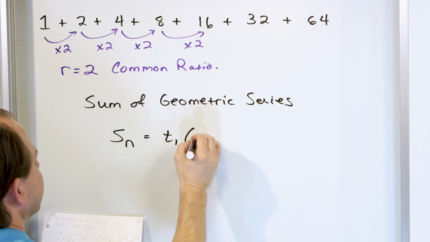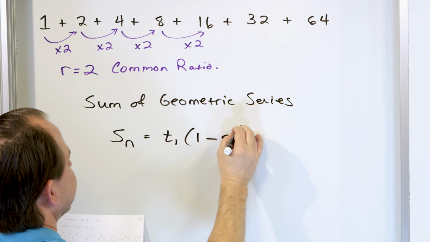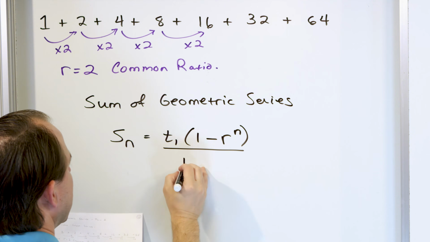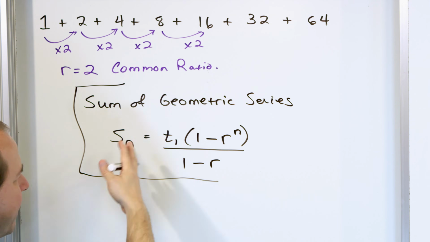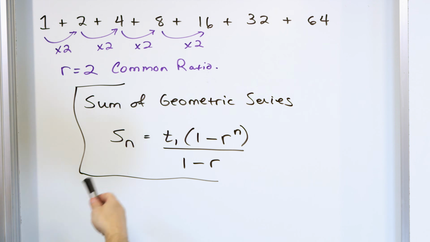The nth partial sum, which means we sum the first n terms, is equal to the first term multiplied by 1 minus r to the power of n, all divided by 1 minus r. Okay, that's what I want you to remember. Now, is it obvious that this is the case? No, but we're going to prove it in just a second.